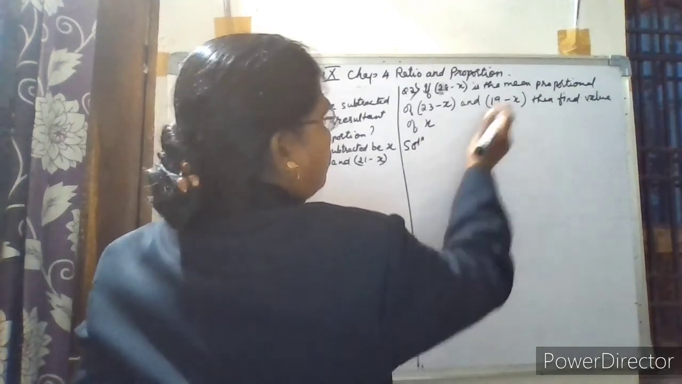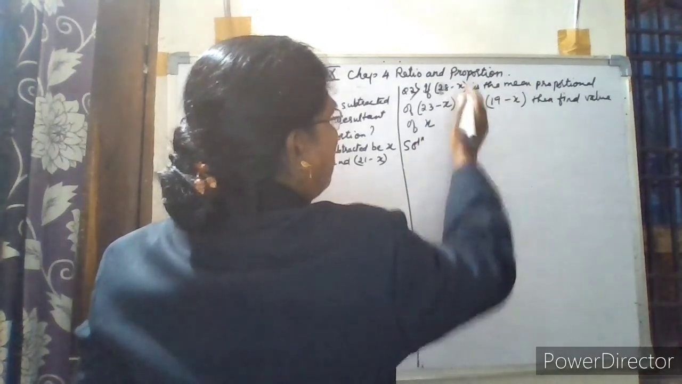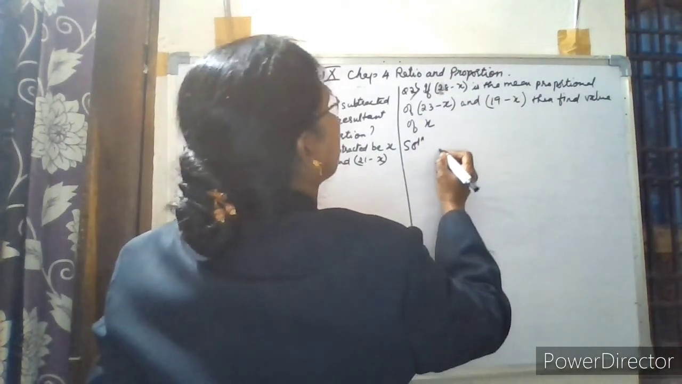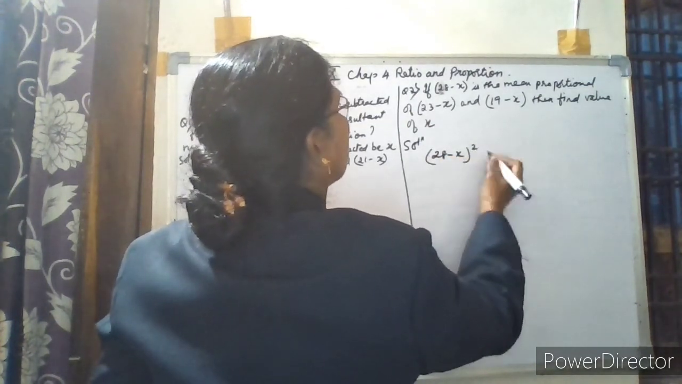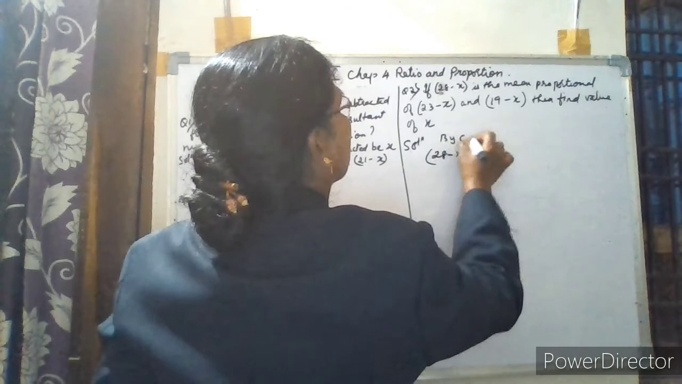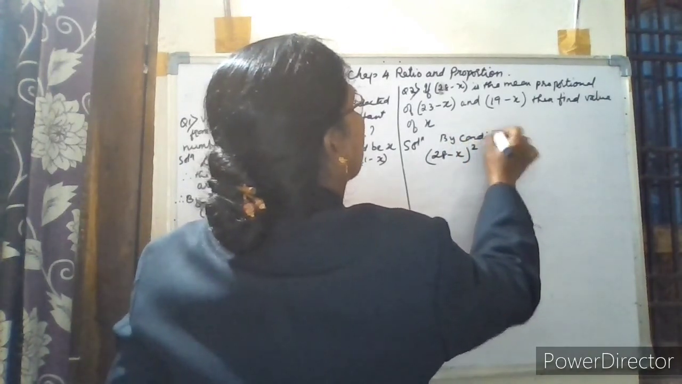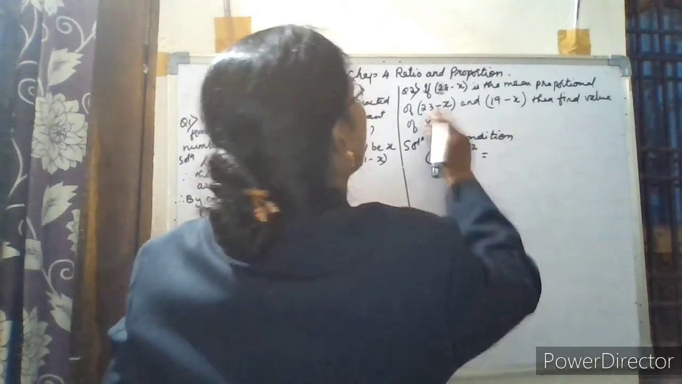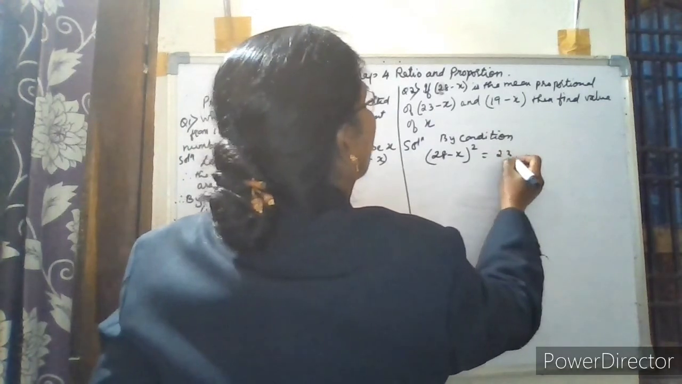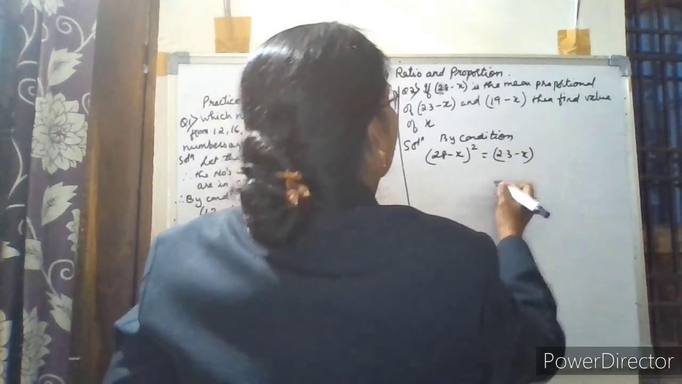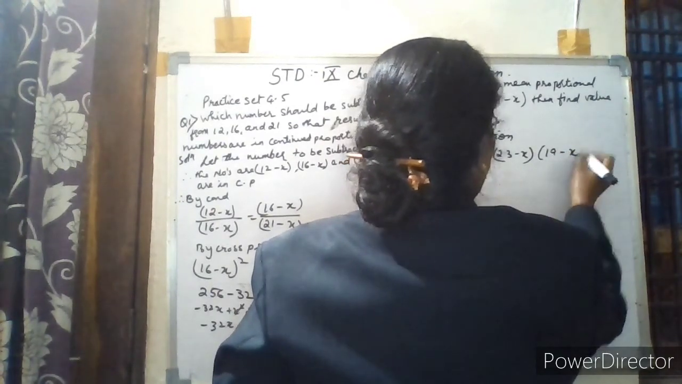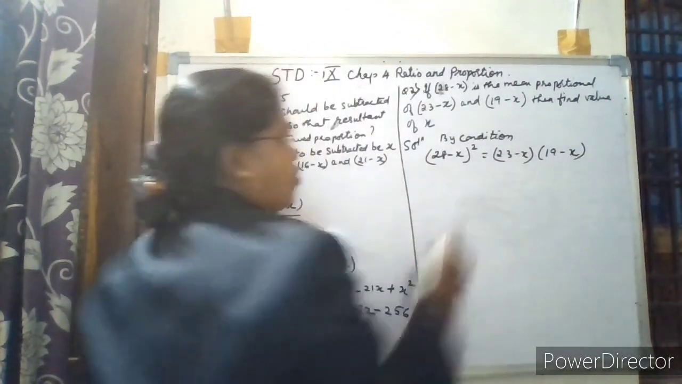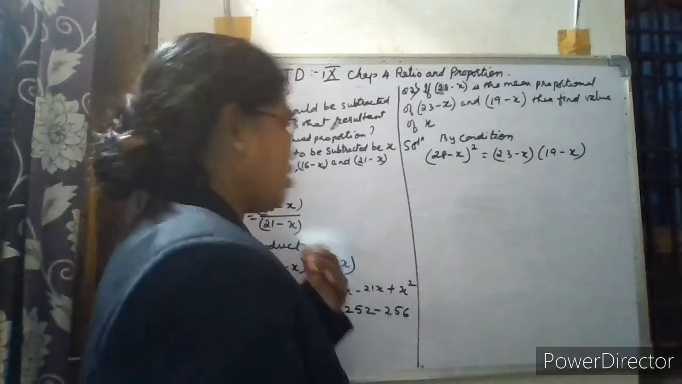So solution: square of the mean. This is the mean proportion, so 28 minus x is the mean proportion. By condition, square of the mean is equal to product of the extremes, that is 23 minus x into 19 minus x. Directly we go to this. So you can solve this just like the previous one.